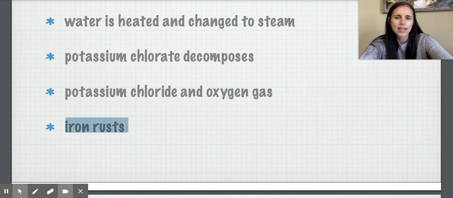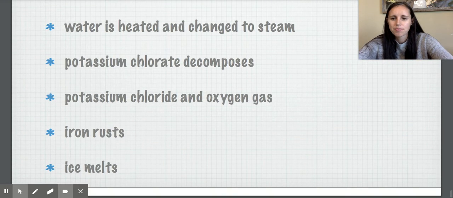Iron rusting in this case is actually an example of a chemical change. Anytime you see the word rust, it's a chemical change. You're seeing a new unexpected color be produced. So for rust, I don't know if you've seen rust color before, but it's kind of that browny gray. So you're taking a metal and that metal is reacting with oxygen to produce a new browny gray color. That's a color change. So it is an example of a chemical change.